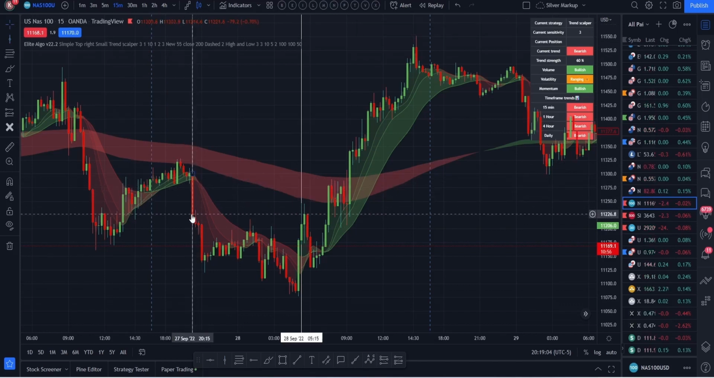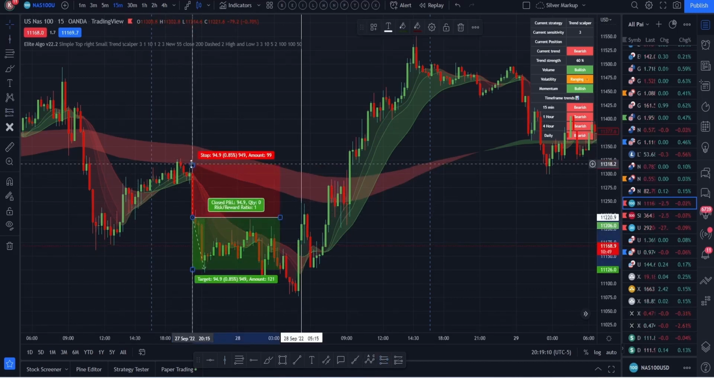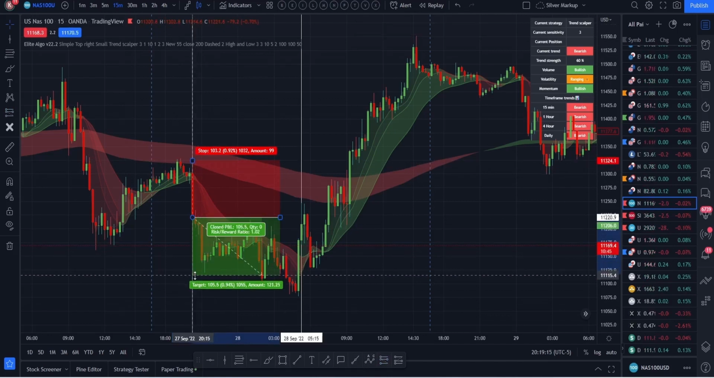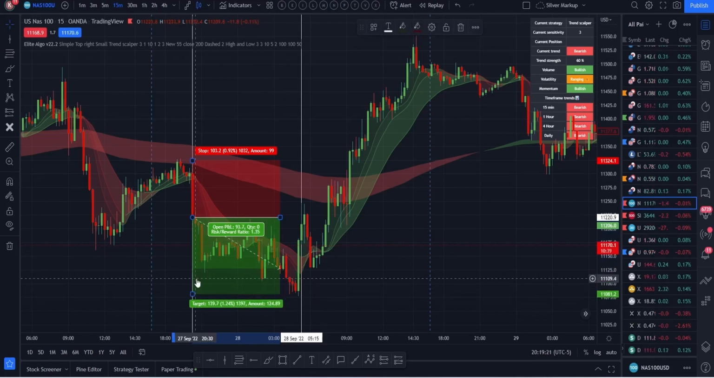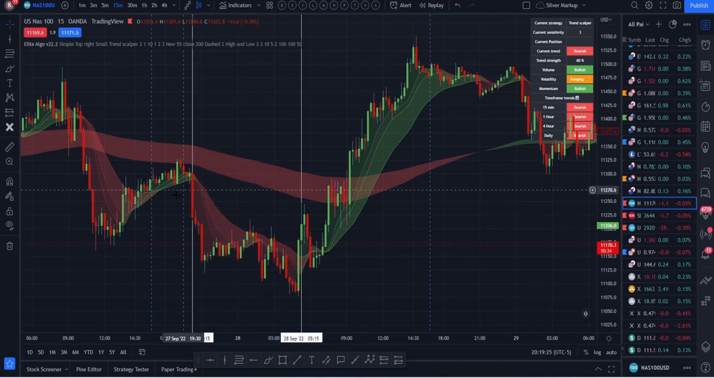It turned all the way back red. You could have got in at that point, and you still could have got a decent reward to risk. So right at the top, you would have put your stop loss. And then down here, you would have got your 1-to-1, so you would have been in a good trade. And then it went as far as about 1.3-to-1. But that just gives you an idea.